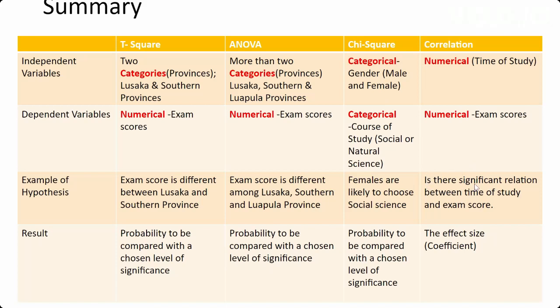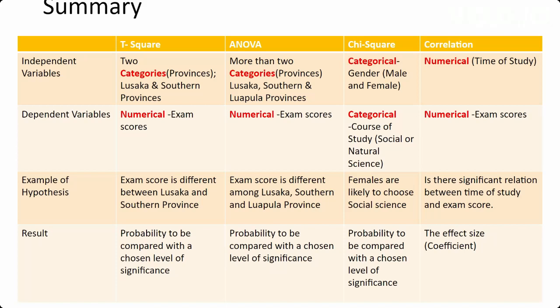Example under correlation, you have: is there a significant relation between time of study and exam score? So there you have got a numeric independent variable and a numeric dependent variable. So you use correlation. That's how you choose the categories of these tests.